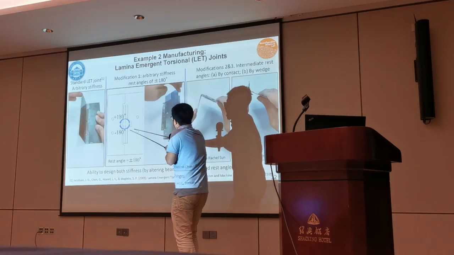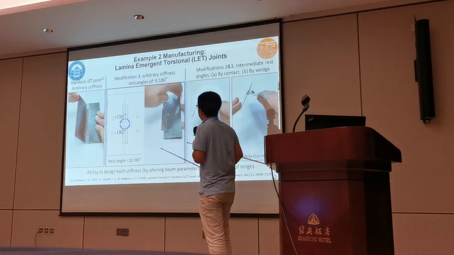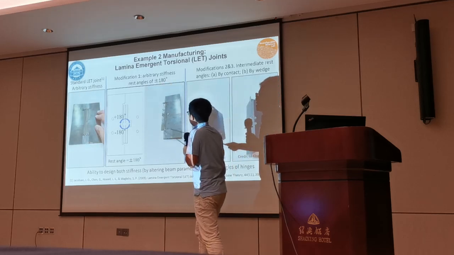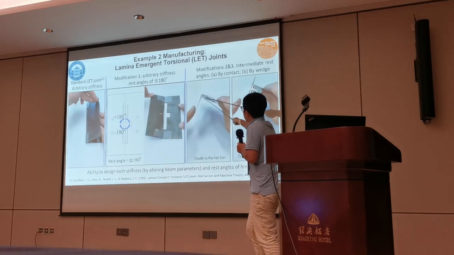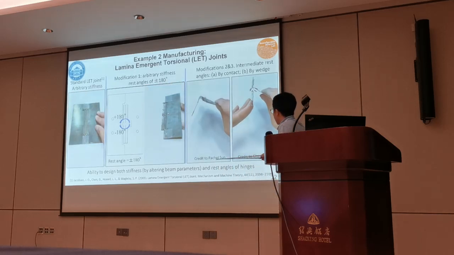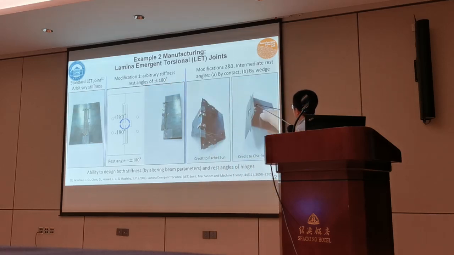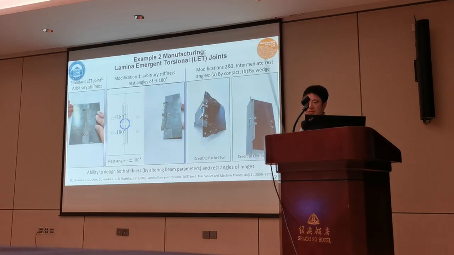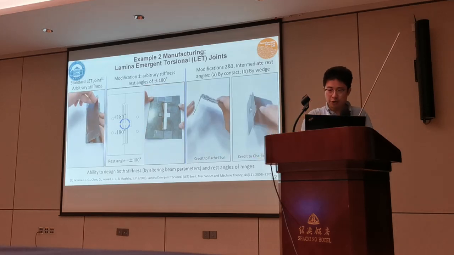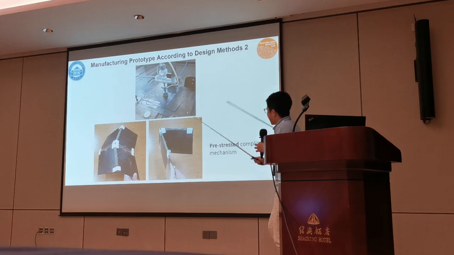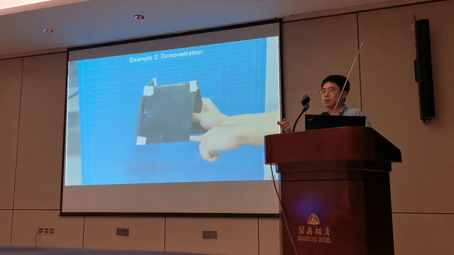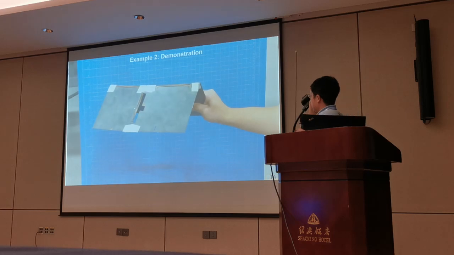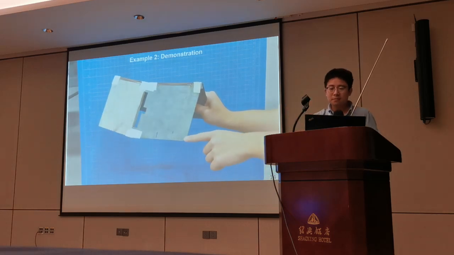But how do you do plus or minus pi? This is how I did it. The rest angle is pi, and you can also add some contact on it. Some of my previous colleagues contributed to manufacturing this, and that's that. So that's the new version of those torsional joints. And I manufactured this bistable mirror, and I'm also passing it around. You can see this mirror is bistable.